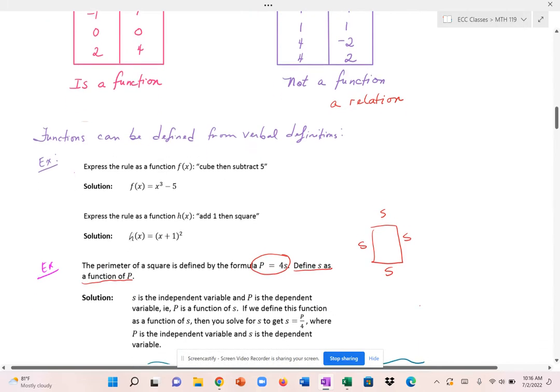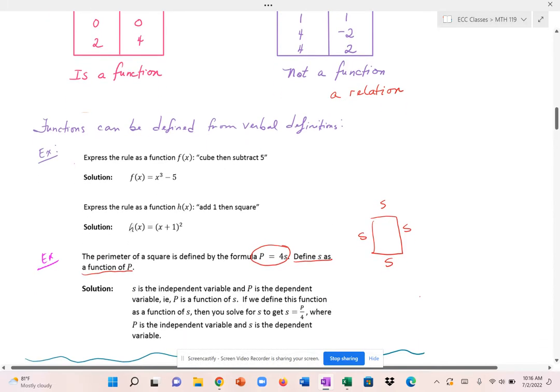And so that's pretty easy to solve. All you have to do is divide both sides by 4. So you get S is equal to P over 4. And when it's stated like this, you would consider P to be the independent variable, and S would be dependent on that because we have redefined it in a different way.